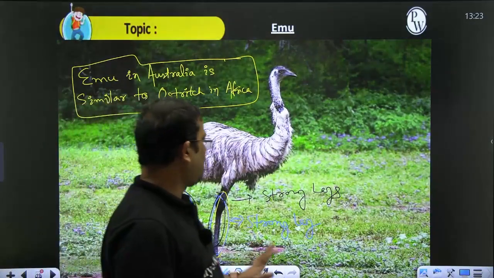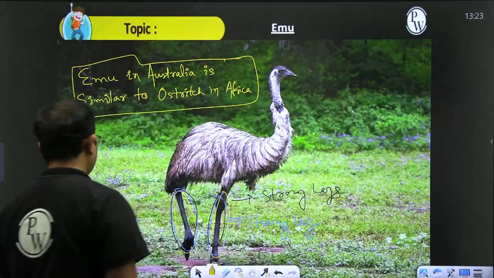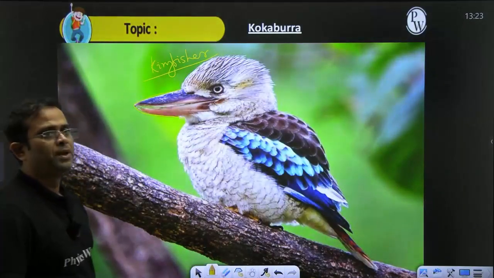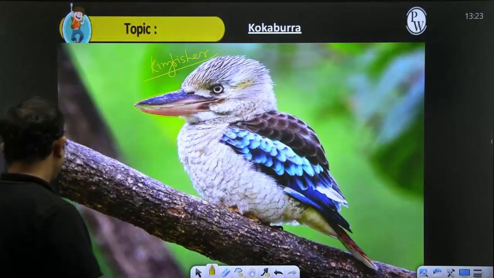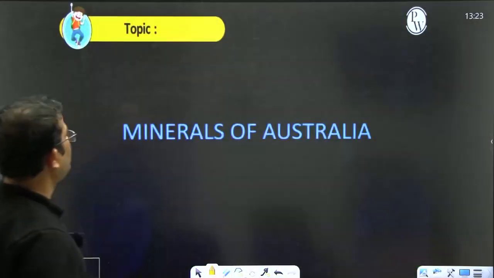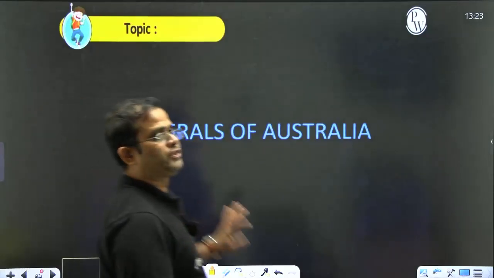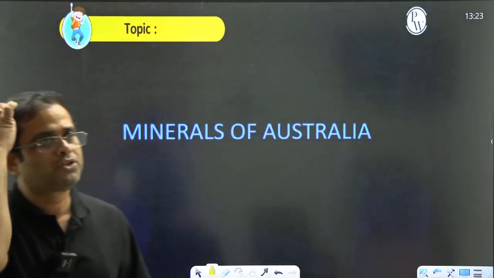Then we see the emu, strong-legged birds. And next we saw the kookaburra. So this is all about the flora and fauna of Australia. Next we will go for the minerals of Australia, the mineral resources.